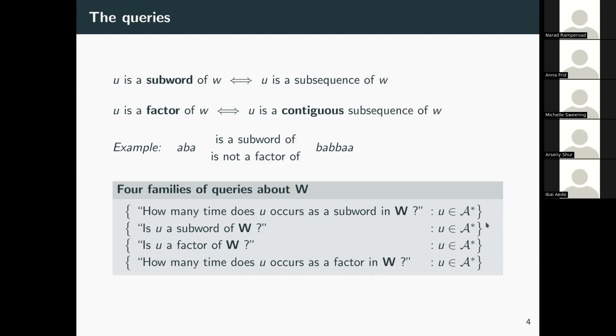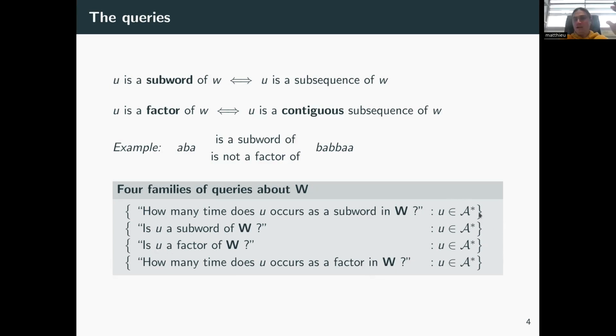These four different families of queries all give me a different problem. For each family, I want to minimize the number of queries that I have to make to guess the unknown word W. I will basically have three parts in this talk, corresponding to these families, and I will ignore the last family because it's a bit less interesting.